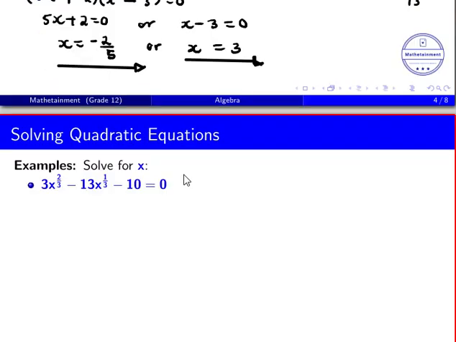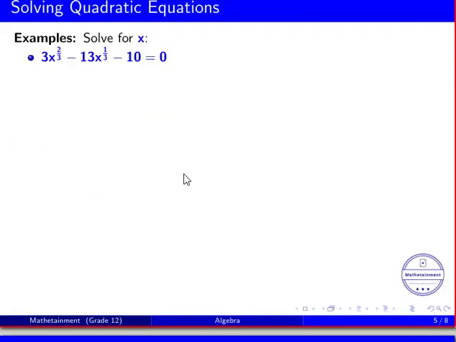Right. Okay. Some of the questions may not come in handy as you may have expected, so they will need you to employ your brains a little bit. For instance, look at this one. It says solve for x, and the equation is 3x to exponent 2 over 3 minus 13x to exponent 1 over 3 minus 10 equal to 0. Aha. What is happening here?